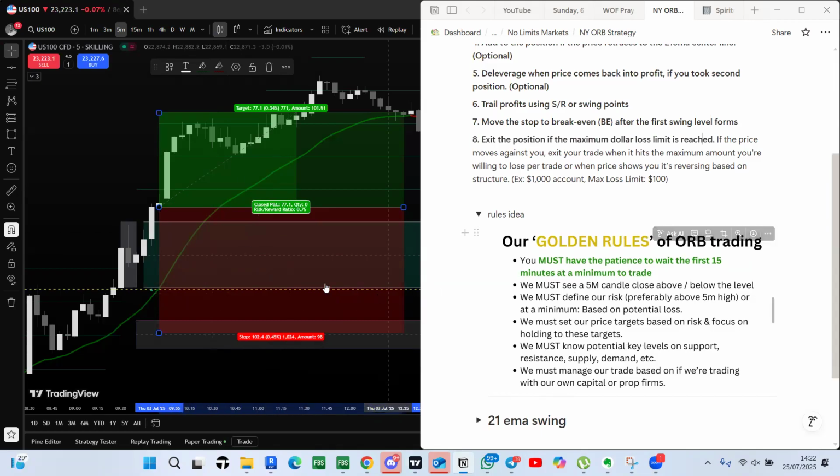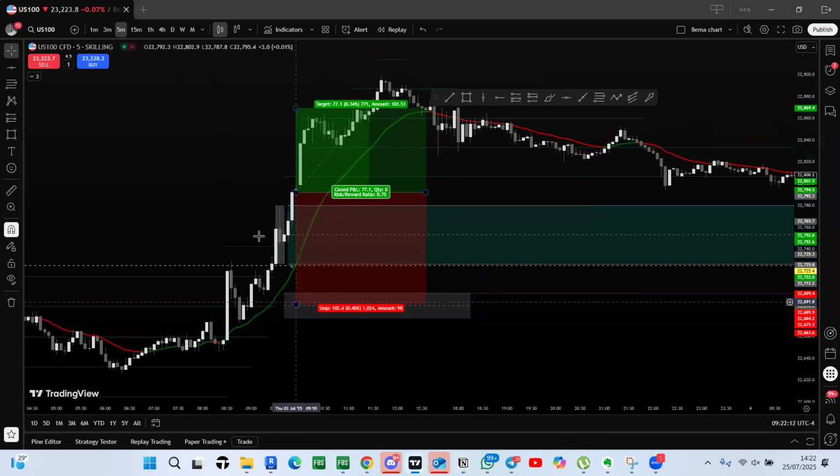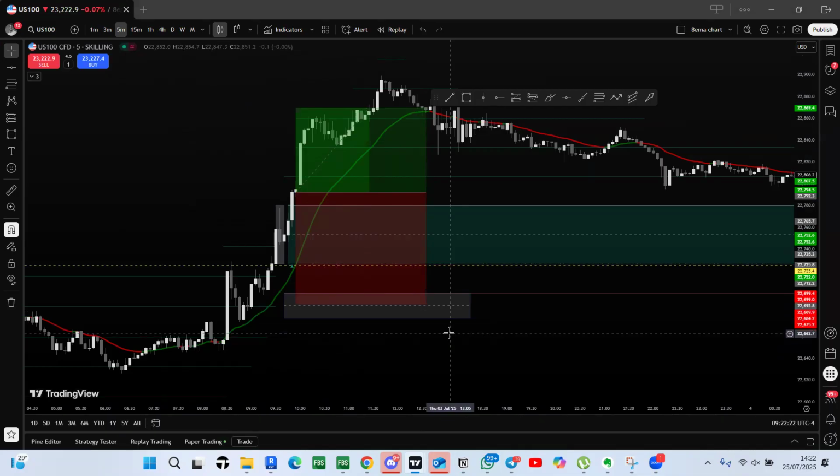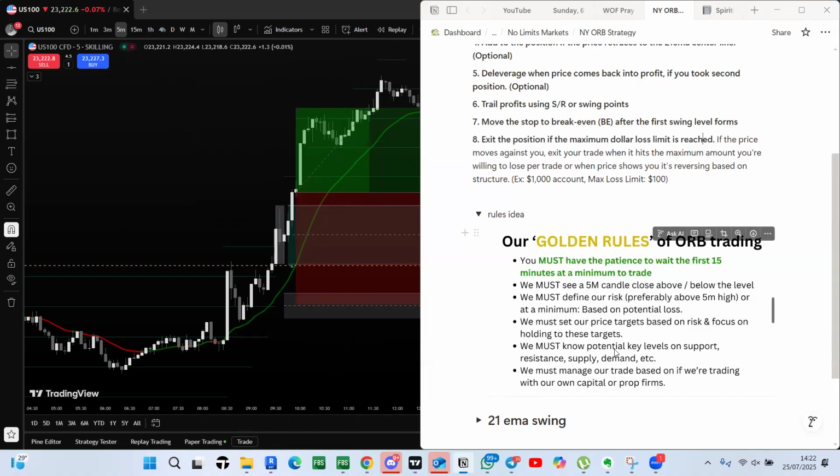We must know potential key levels on support. So for example, as I said, I want to put my invalidation zone below the zone and below some recent swing points, and that is also a bit subjective. We must manage our trade based on if we are trading with our own capital or prop firms. So if you are trading your capital, which is what I like and I recommend, I don't do prop firms. Understand that your position sizing may be different from somebody who is trading on prop firms.